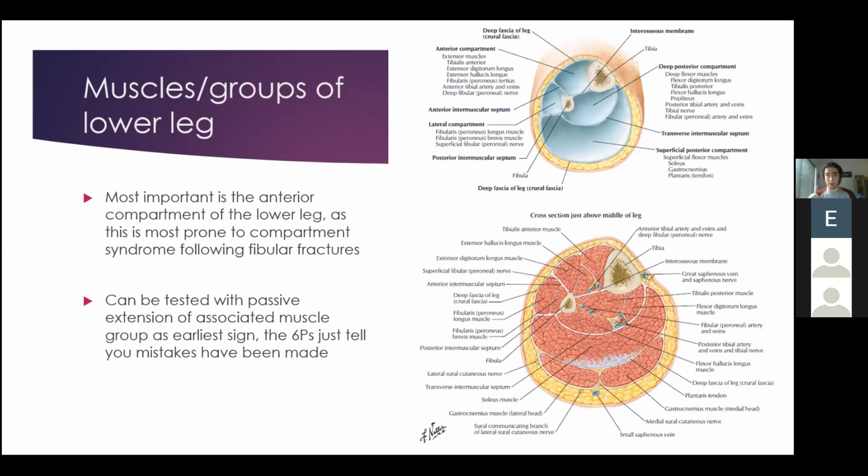If a patient is reporting pain, what you do is you check with passive extension of the associated muscle group. So in this case, you would plantar flex the foot, which would stretch the anterior compartment because it's usually responsible for dorsiflexion. And if that elicits any increase in pain, then you have to be worried about compartment syndrome. You can do pressure testing and stuff, but often ortho will just come and do an emergency fasciotomy, because if you get this wrong, then they can lose their limb.